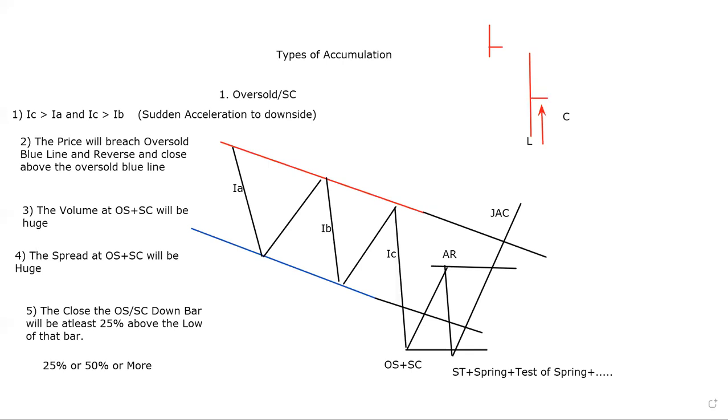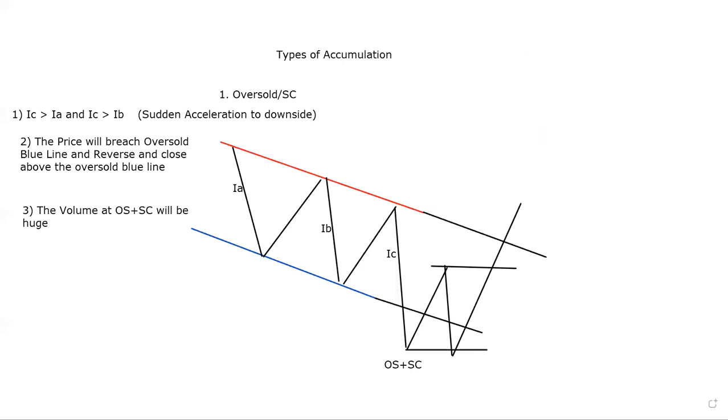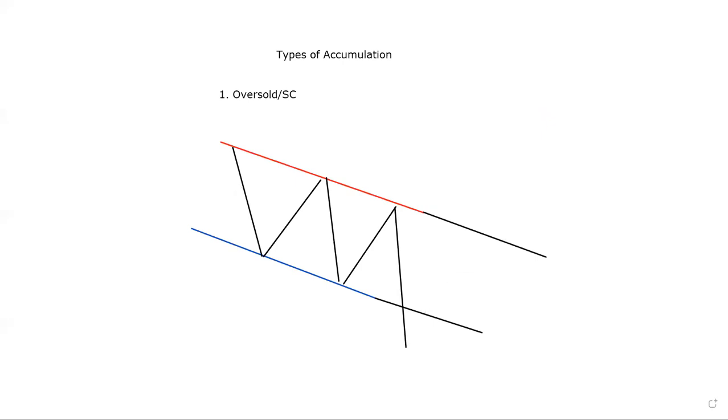Second type of accumulation. Okay. The second type of accumulation is shortening of thrust via downtrend channel type of accumulation. Okay, shortening of thrust via downtrend channel type of accumulation.